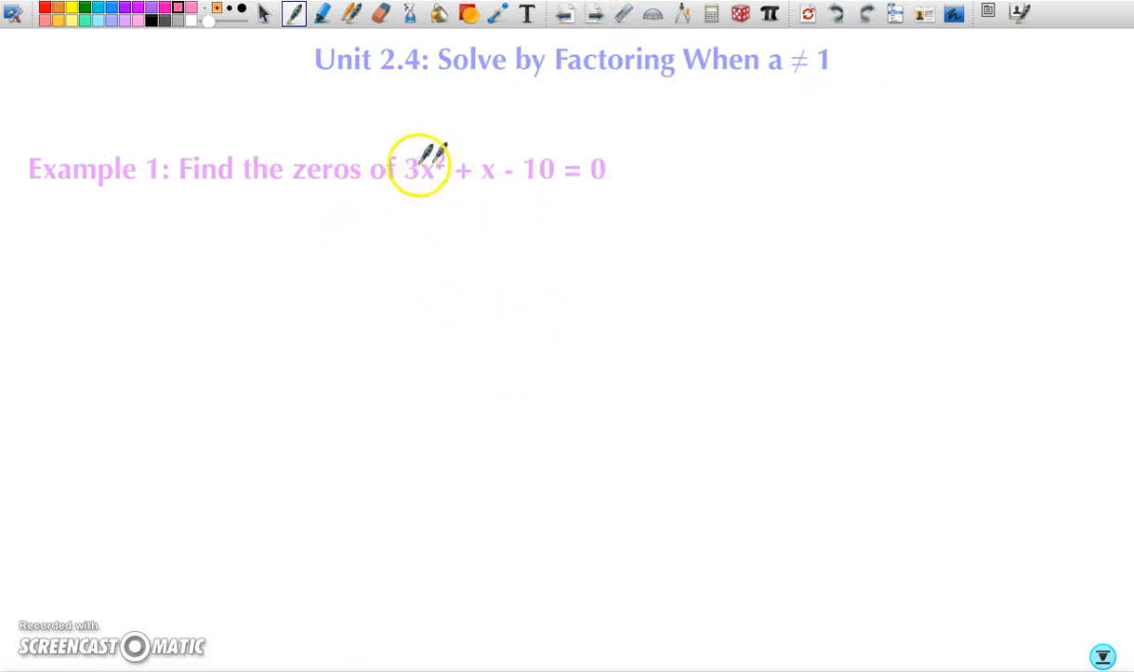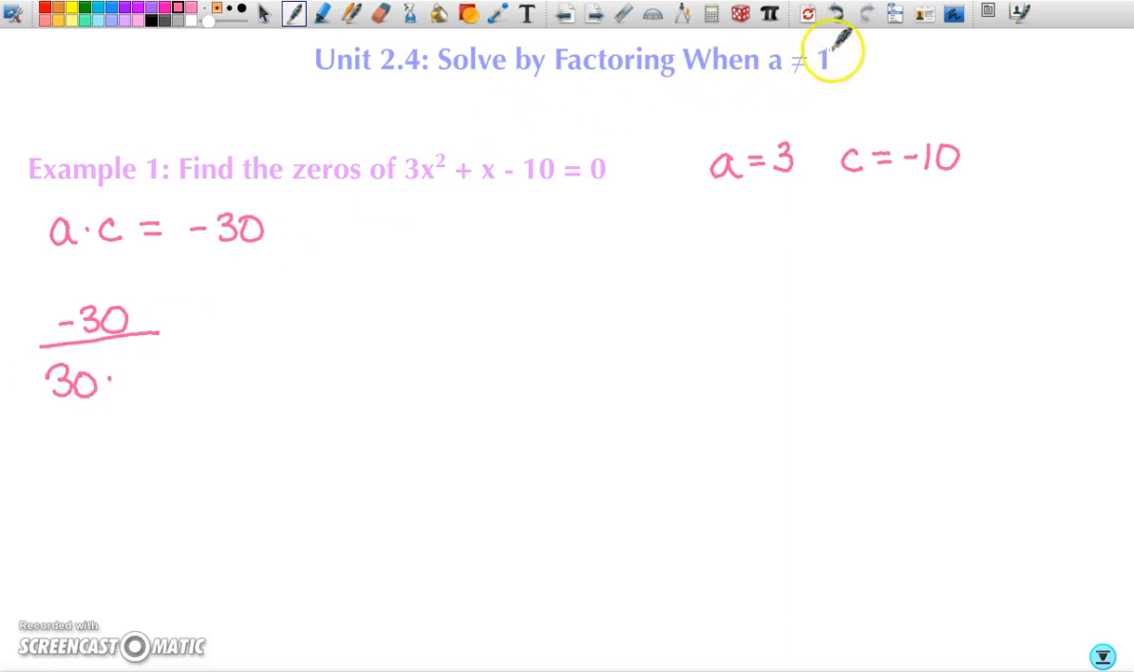Here's the first example. So we take our A, which is 3, and multiply it by our C, which is a negative 10, right? Okay, so A times C would give us a negative 30. We need factors of a negative 30. Well, we know that we could do 30 times a negative 1, right? That would give us a negative 30. But we need it to add to equal our b term, which is a positive 1. So we want numbers that are really close to one another, perhaps negative 6 and 5. But when we add those, we get a negative 1. So if I were to switch the signs and do positive 6 and negative 5, it actually works.